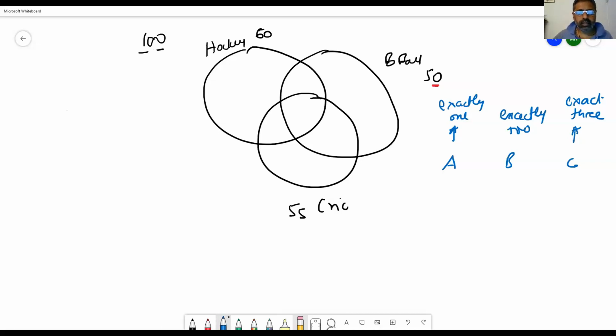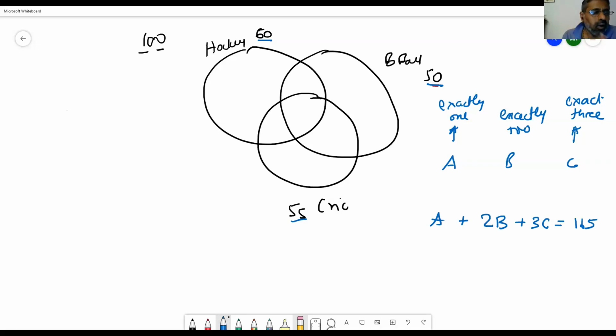We saw that if you add up all these, 60 plus 50 plus 55, how do you get that? It's basically the number of people who take 1, plus twice the number of people who take 2, plus thrice the number of people who like 3 of them, and that should be equal to the sum of these 3. How do we conceptually understand that? Let's assume that for every person who likes hockey, you're giving a chocolate, and for every person who likes basketball or cricket, you're giving a chocolate.